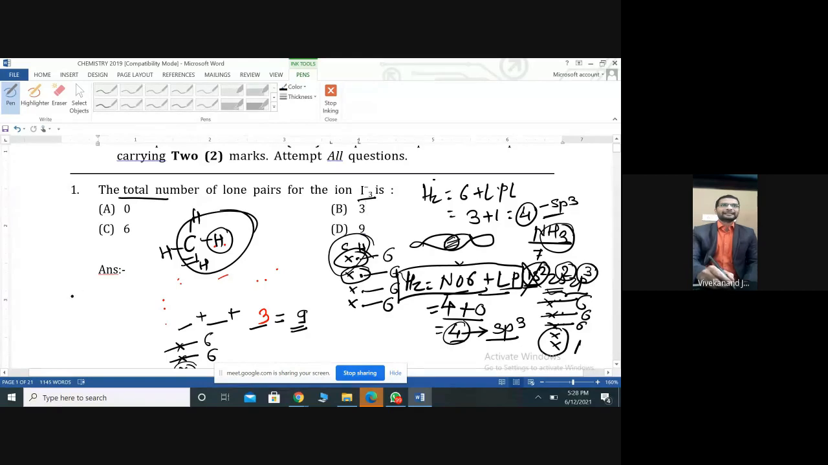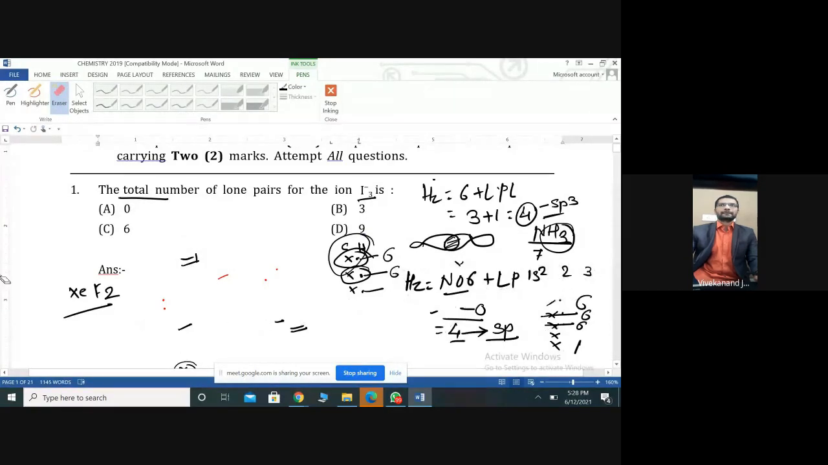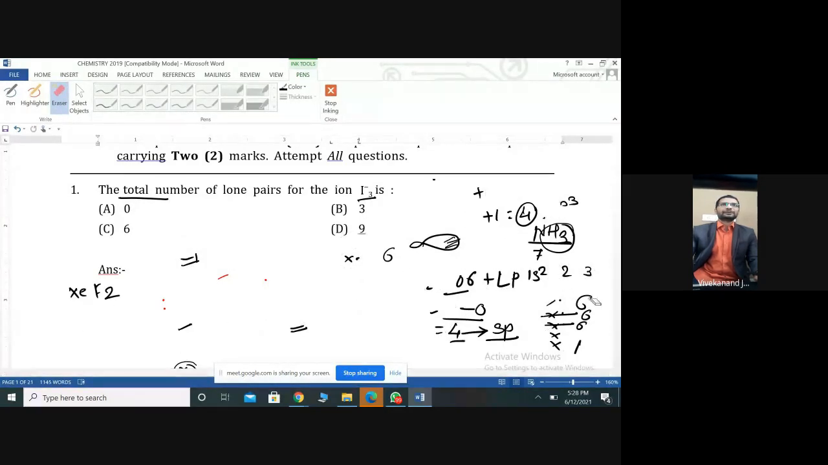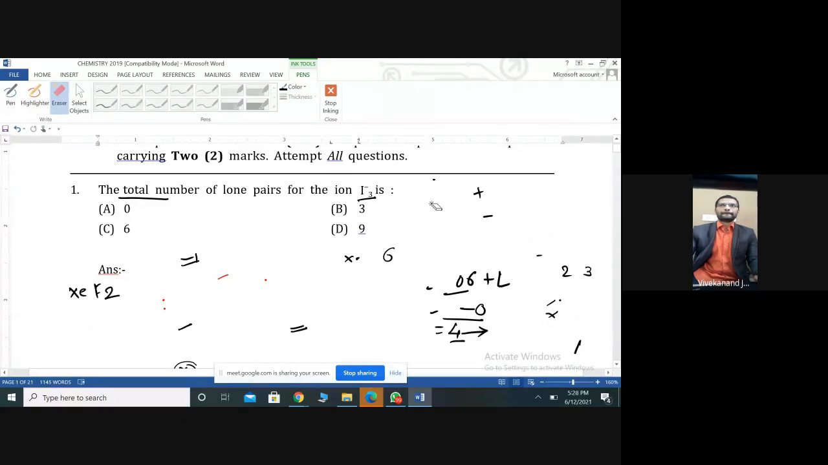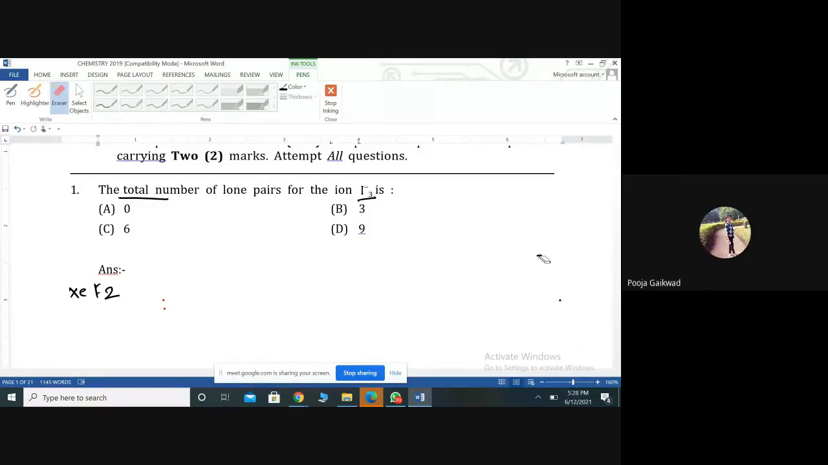Now, one more question. In the previous NET exam, they asked: find out the hybridization for XeF2. Come on, solve it fast. Same concept we have to use, and by using the same concept, you can solve the question.